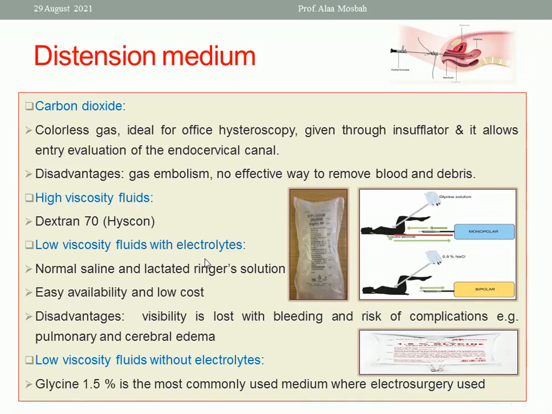Okay, the best is the use of low viscosity fluid without electrolytes in operative hysteroscopy, like glycine 1.5%, and it is the most commonly used where electrosurgery is used. Okay, so it can be used either you are using unipolar or bipolar. Glycine 1.5 can be used.